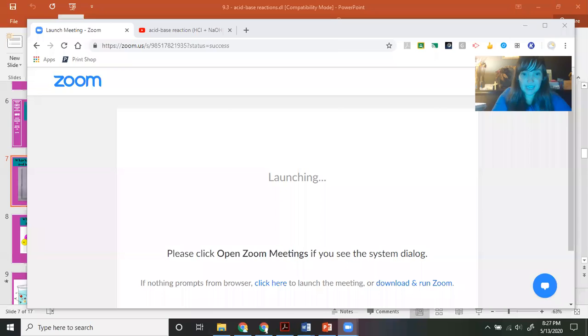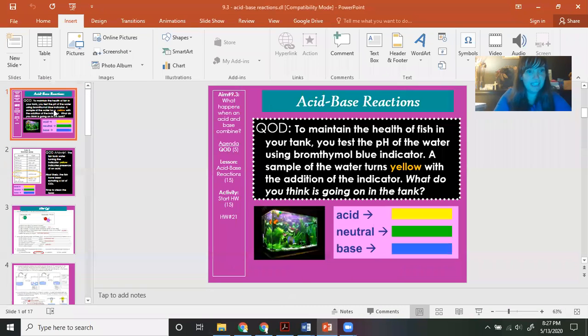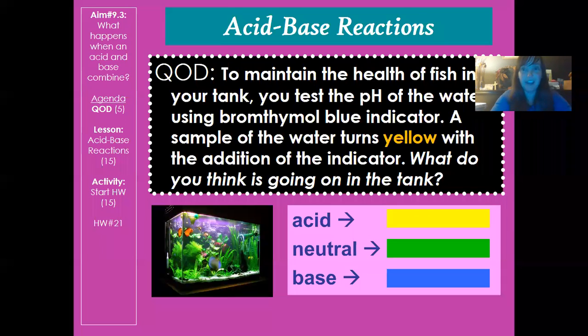Hi everybody, welcome back. We've just got a few more chemistry lessons this year, and today we are continuing our study of acids and bases, learning about what happens when you combine them. So I'll share my screen here, and we're going to learn about 9.3, acids and bases, acid-base reactions.